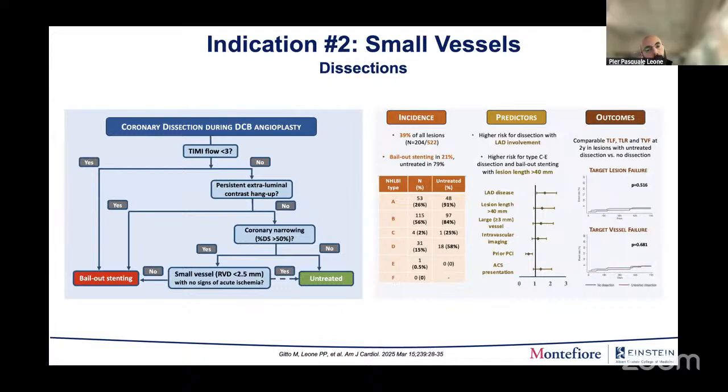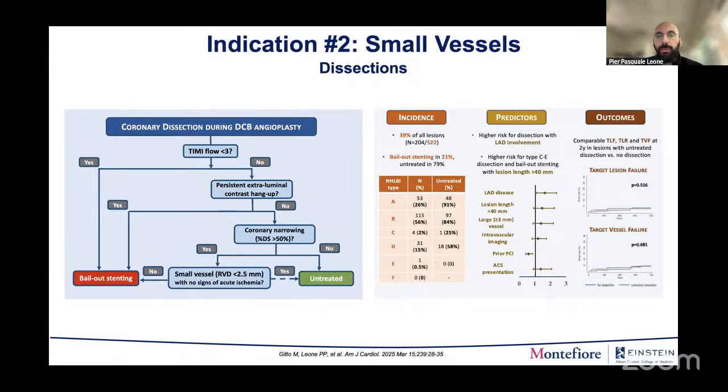So yeah, we've seen some images now, but we also try to address this issue and answer the question: we see a coronary dissection during DCB angioplasty, what to do? This is a relatively rapid flow chart. If you see TIMI flow less than 3, well, you're not happy. You might consider bailout stenting.